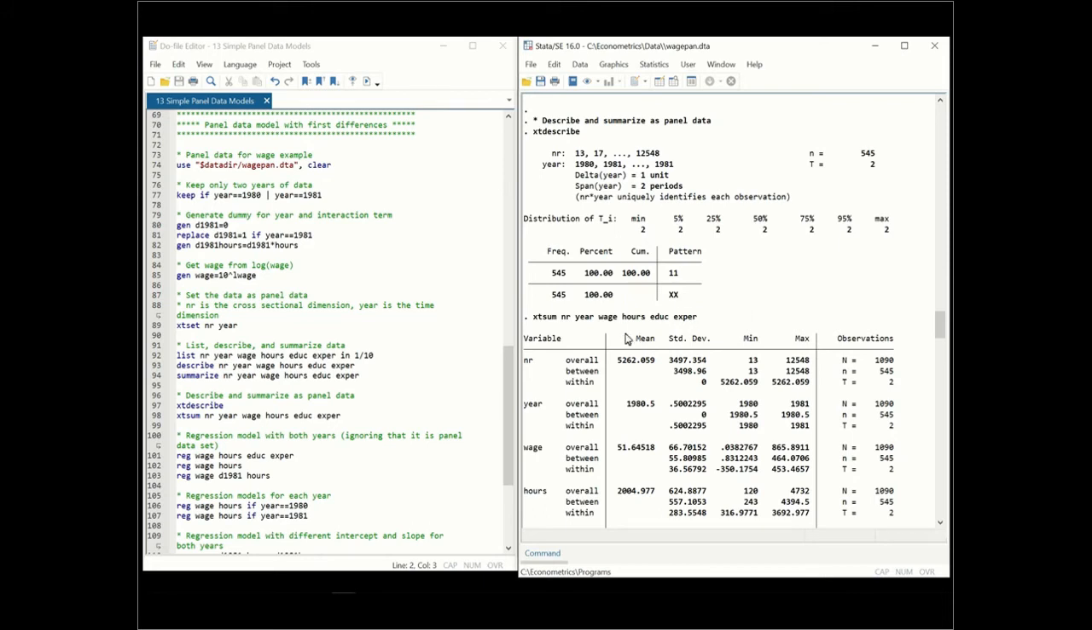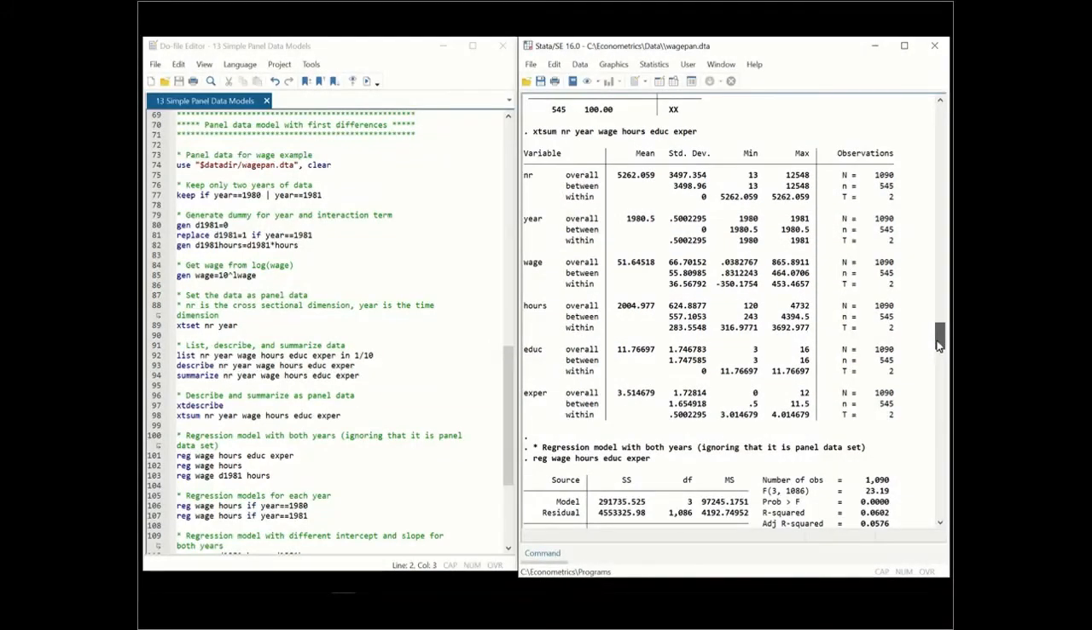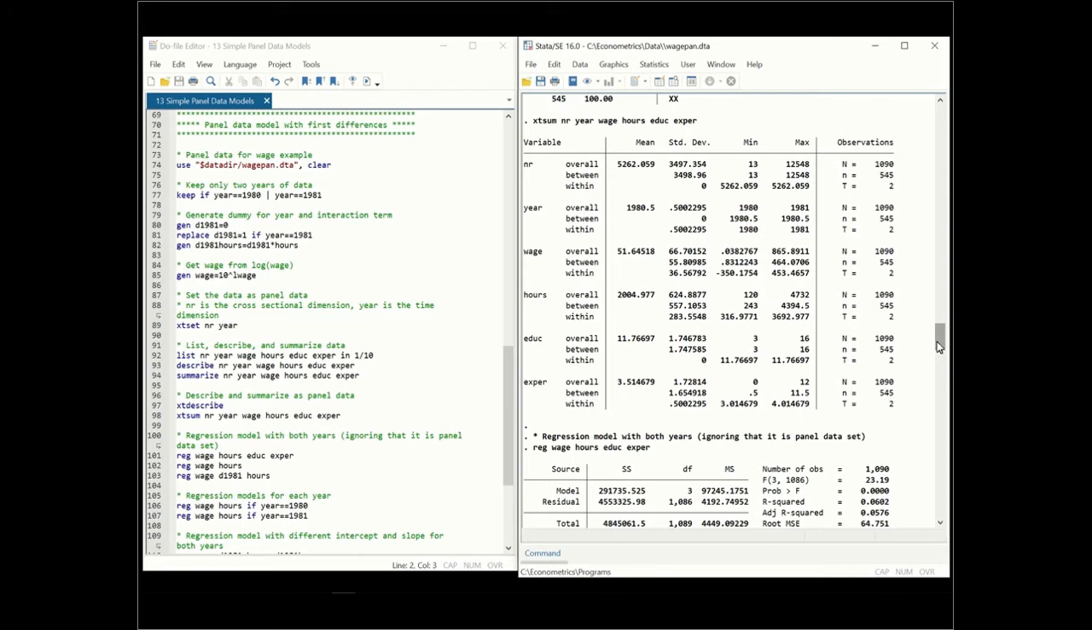So the next one is we can do xtsum for summarize, and then we can summarize these variables. So notice that this xtsum is different than sum, the summarizing if we ignore the panel data. So here we actually have what we would call, and we would be looking into this in the next video, several different ways of calculating these means and standard deviations. So here we would have what we call overall, between, and within variation that, again, we would be discussing later on.